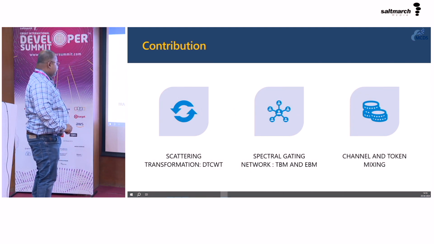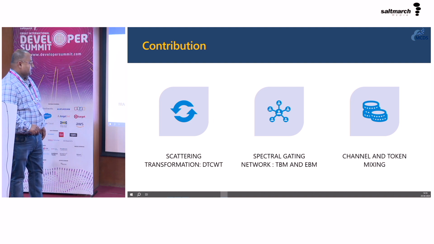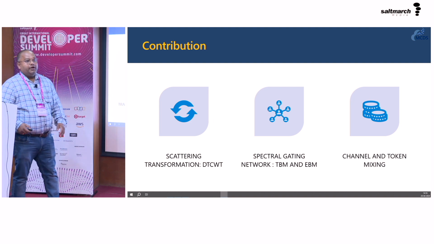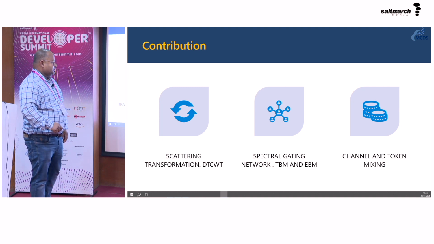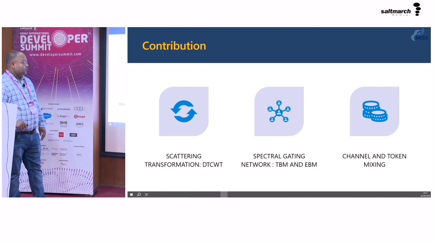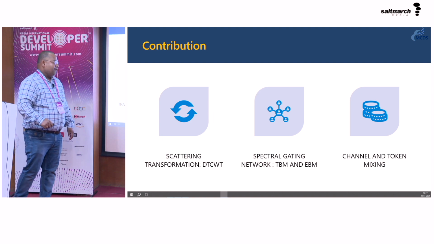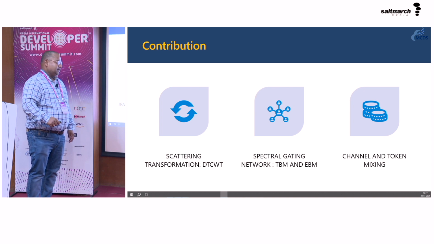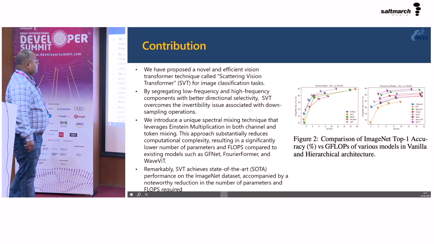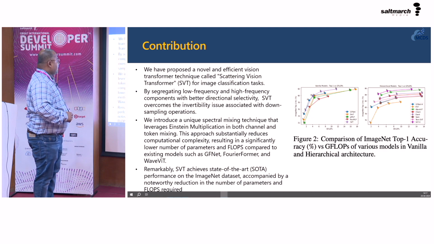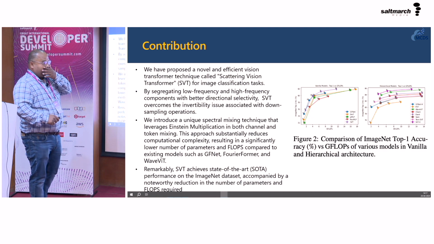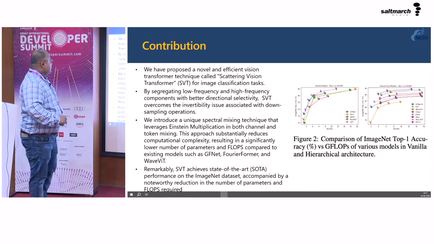What the scattering transform uses, basically the backbone, is the DTCWT, the dual tree complex wavelet transform. This code is available, you can check it. Then they use a tensor blending method and an Einstein blending method. Finally, they use tensor norms. So the contribution-wise, they use a scattering vision transformer for image classification.